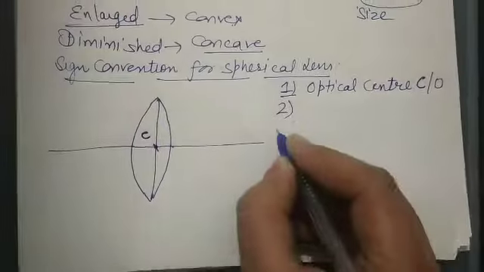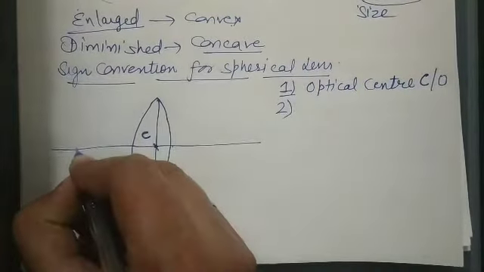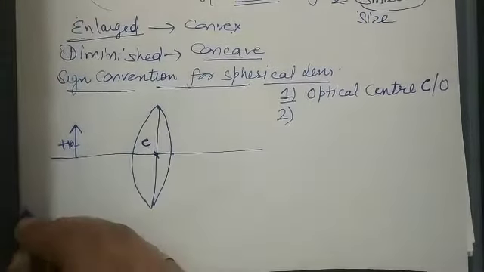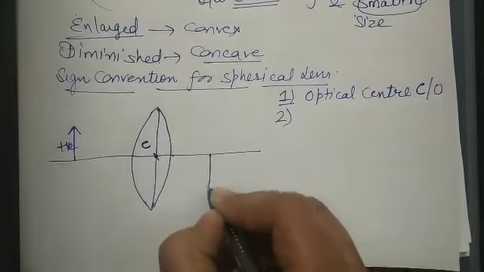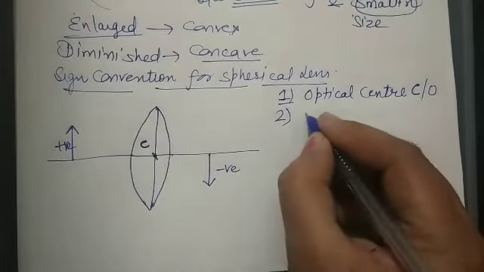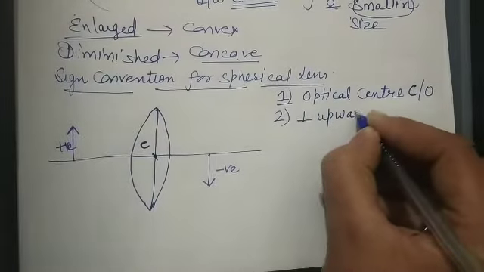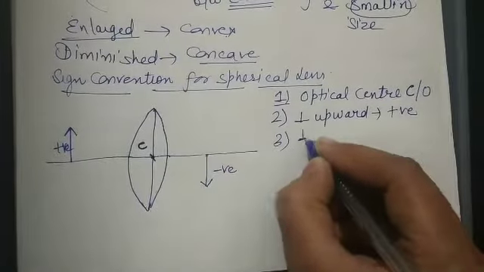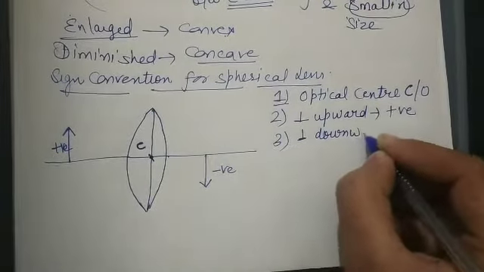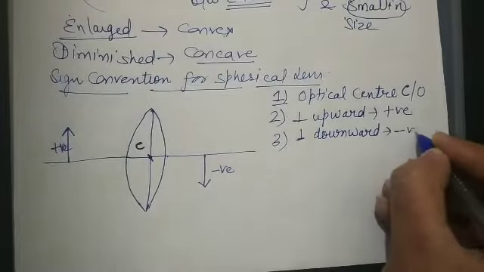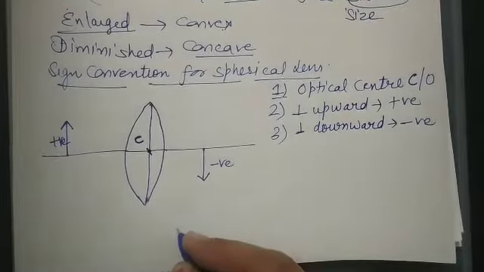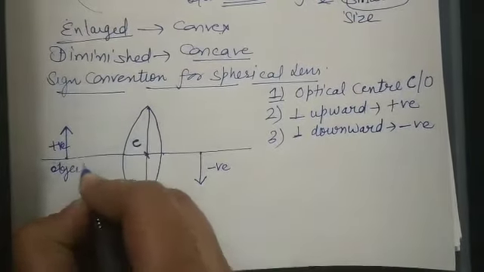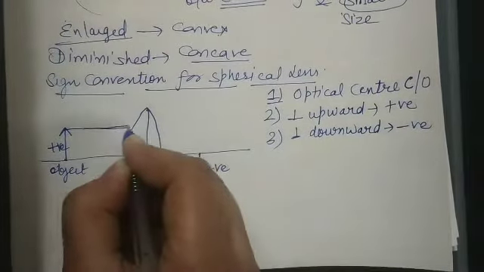Second one, for the distance which are perpendicular to the principal axis in upward direction, it will be positive, and for the distance which is perpendicular to the principal axis but downward direction, it will be negative. So if it is perpendicular upward, it will be taken as positive. If it is perpendicular but downward, it will be taken as negative. When an object is located left hand side of the lens, then rays travel in forward direction like this.